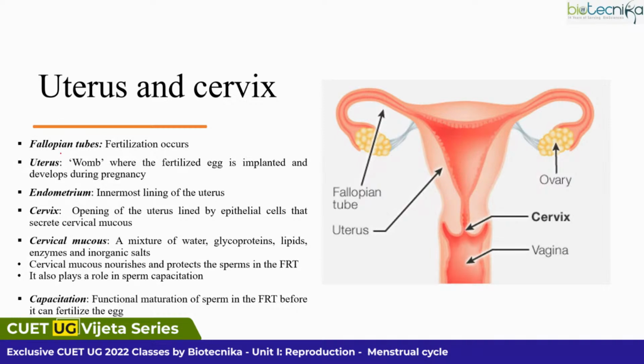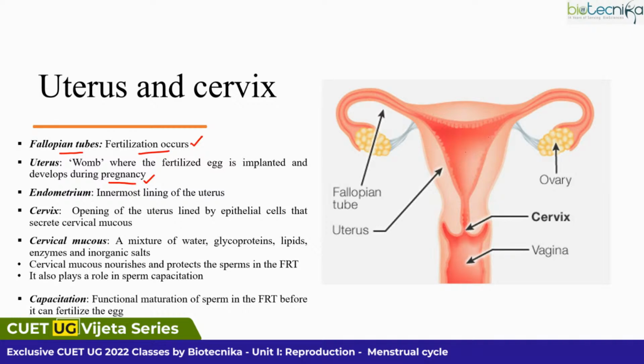So first, for the fallopian tubes, you have to remember their function. I told you it is fertilization, right? Then what is the uterus doing? Fertilization occurs in the fallopian tube, and this fertilized egg will get implanted here in the uterus. So the uterus basically helps in developing pregnancy, you can say. It is a womb where the fertilized egg will get implanted, right?